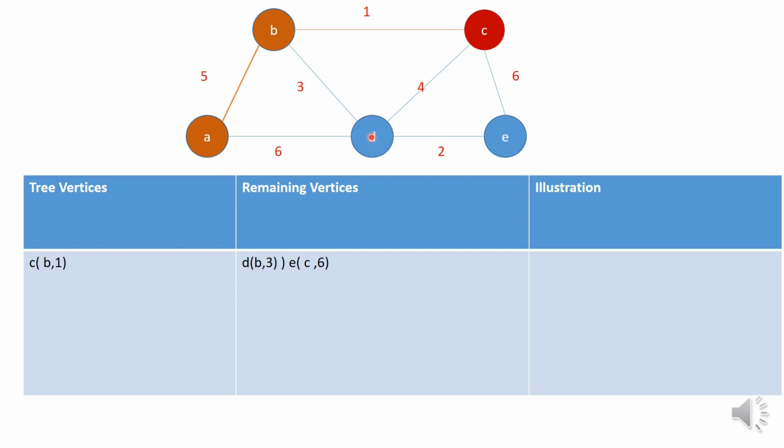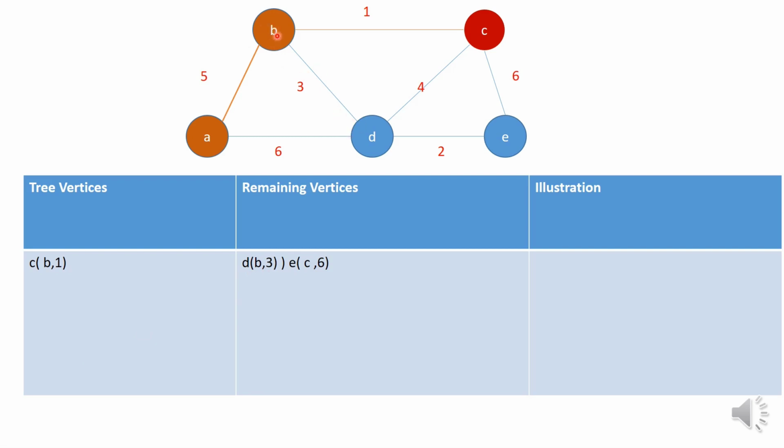So D forms the edge with A, B and C as well. But who is giving you minimum distance? That is B. So B and its distance is 3. And E forms the edge with only C. That's why I write the near vertex as C and distance is 6. Okay, now which among this is minimum? Obviously D.